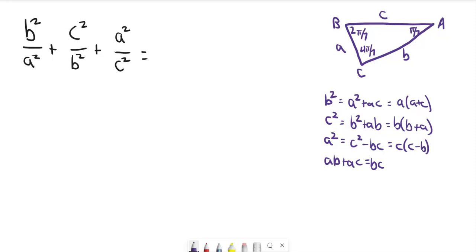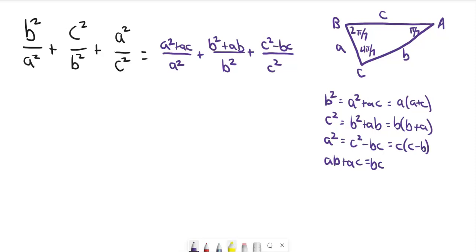So as you can see on the left side of the screen, we have our fractions, the sides being squared. I'm going to replace the numerators with their associated forms. So b squared, I'm going to rewrite as a squared plus ac over a squared. And you'll see why I'm doing that here shortly. C squared equals b squared plus ab, all over b squared, plus replace a squared with c squared minus bc, all over c squared. And you could probably see it right away.